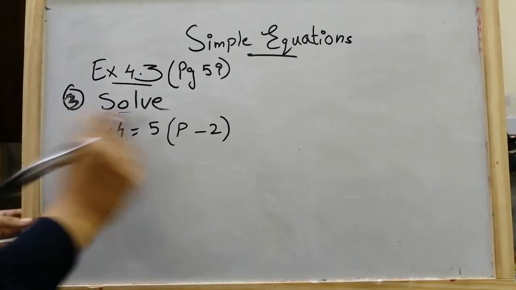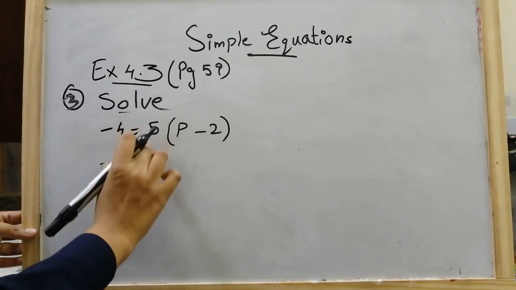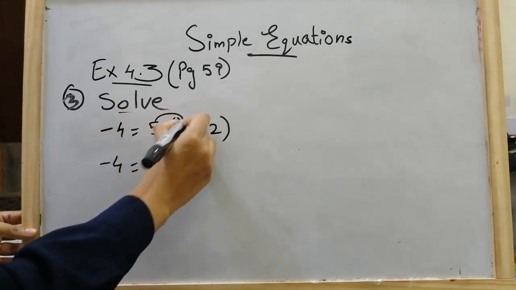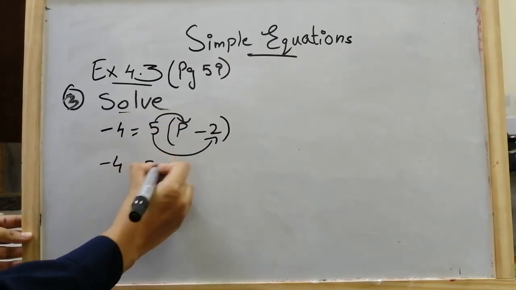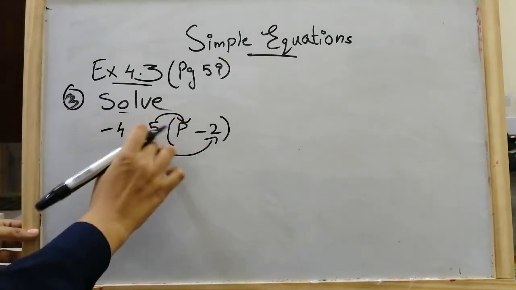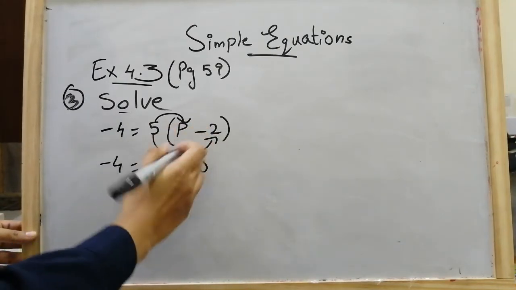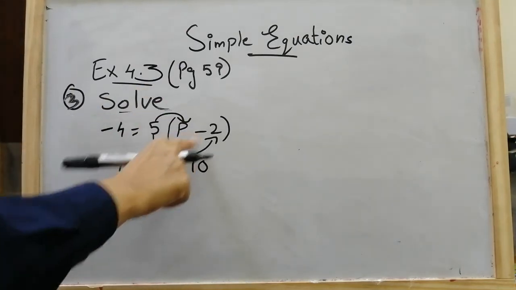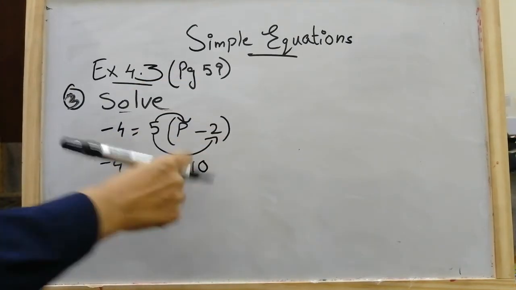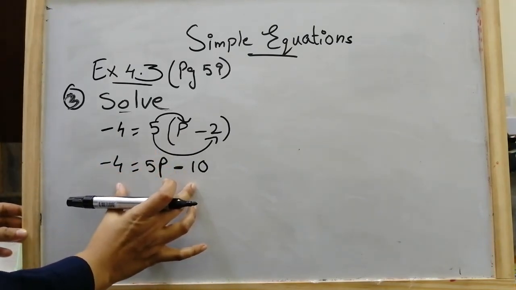Fine. First, what we are going to do is multiply this number with both of them. Okay. 5 into p is what? 5p. Right? 5 into 2 is what? 10. And here there is a minus sign, so we're going to put a minus sign. Okay, 5p minus 10. Now we have opened the bracket. Now we are going to take the numbers together.